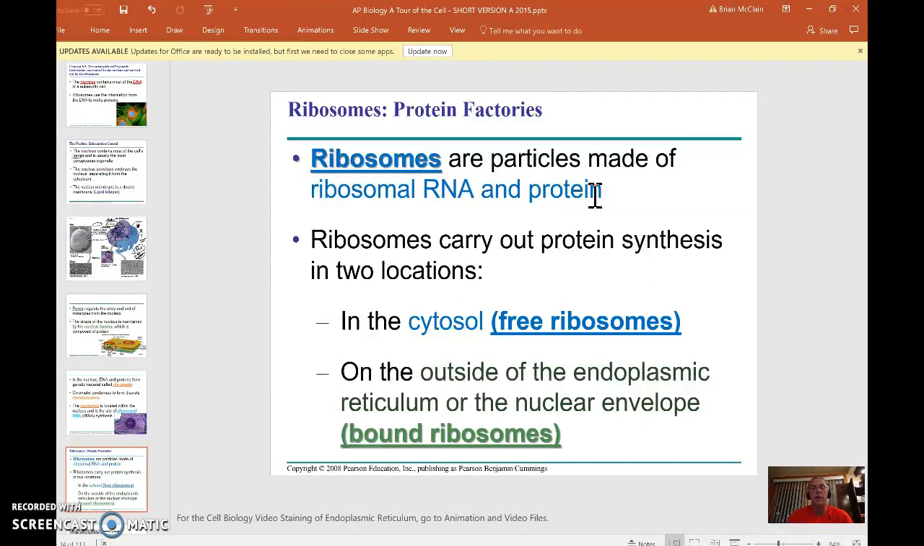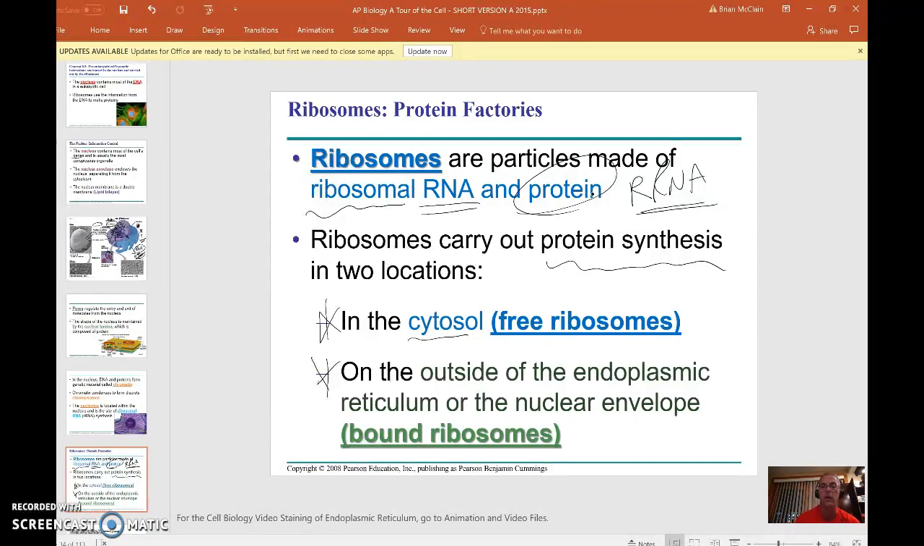And the big thing about the ribosome to keep in mind is it's made up of two different types of material. It's made up of ribosomal RNA, and it's made up of protein. And that's where you're going to make your protein synthesis possible. So we have two different areas where you could potentially find ribosomes. You can find them in the cytosol, and the ones that are in the cytosol are classified as free ribosomes.